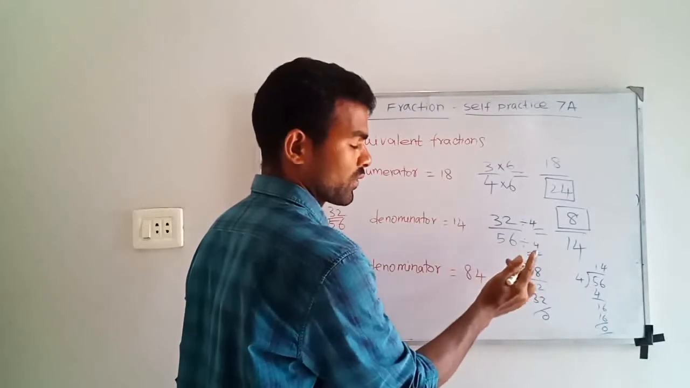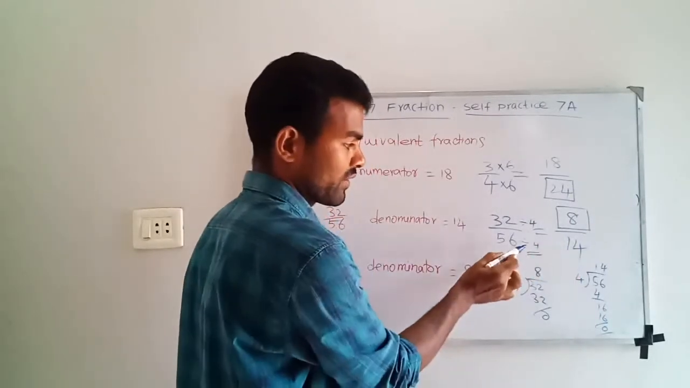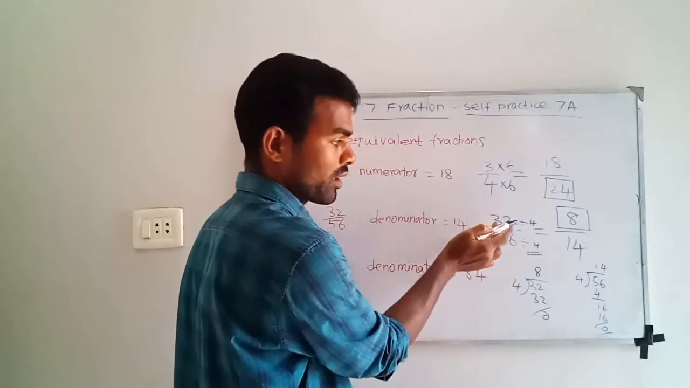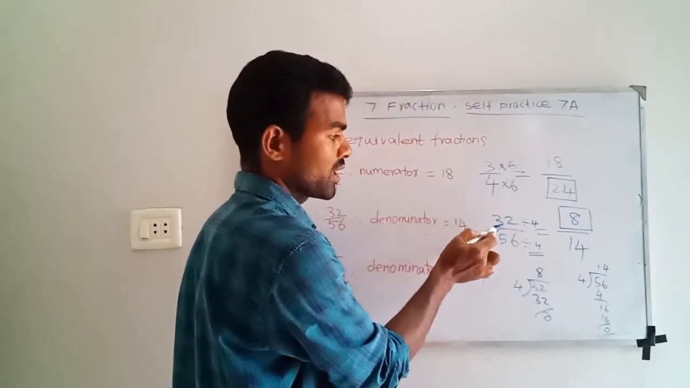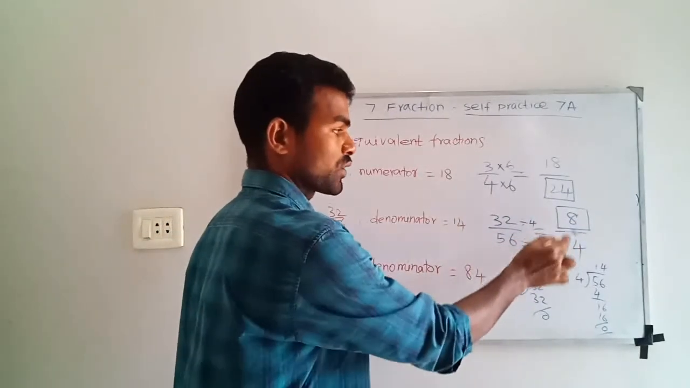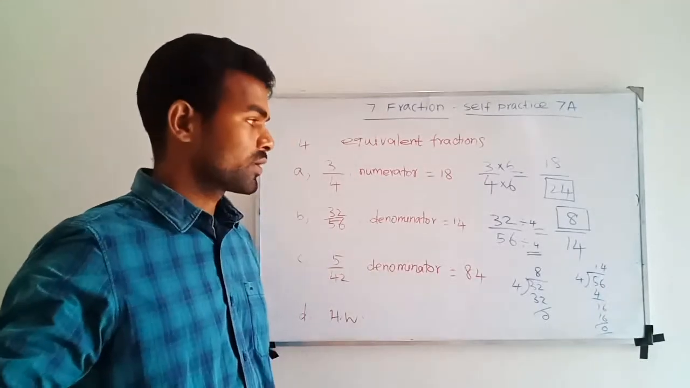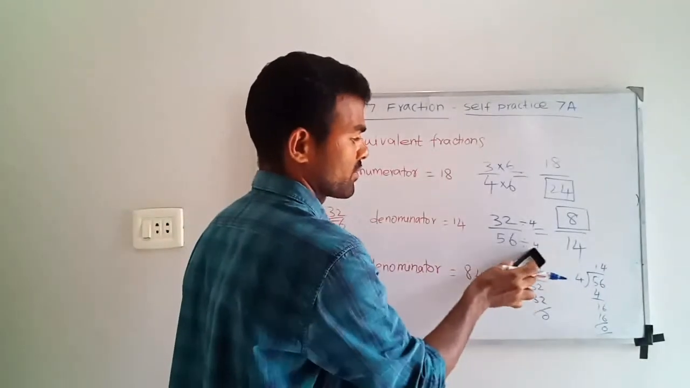56 divided by 4. If you divide by 4 only, you are getting 14. Yes, no? So if you divide by 4 here, the numerator also you have to divide by 4. So 32 by 4, 8 times we can divide. The quotient is 8. Write the quotient. That's all. So this is the answer. I hope you understood this concept.